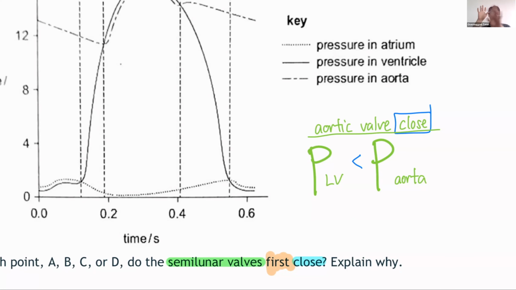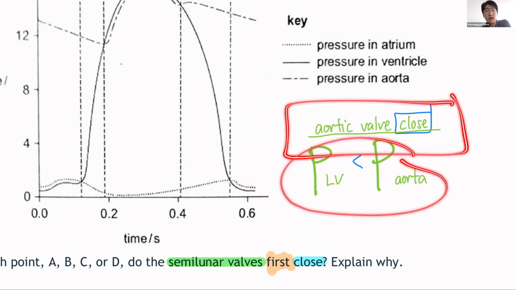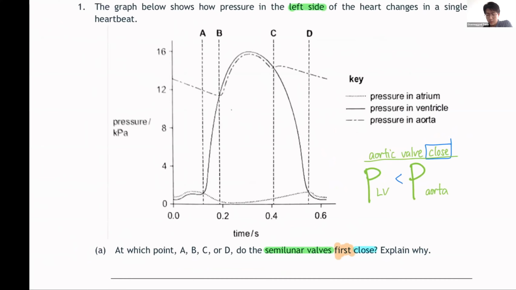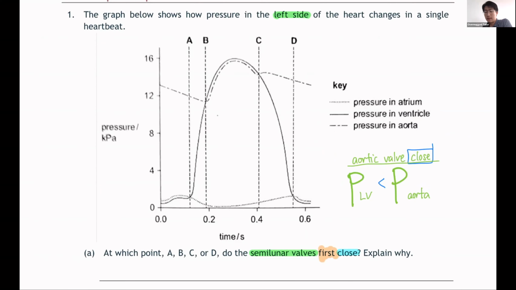Oh, sorry, opposite. When does the aortic valve close? Because the pressure in the aorta is higher. This is the cause, this is the effect, not the other way around. Thanks for bringing that up, Kushi. The pressure change causes the valve to open or close, not the other way around. So if we are confident with this, if A, the answer is B is when.